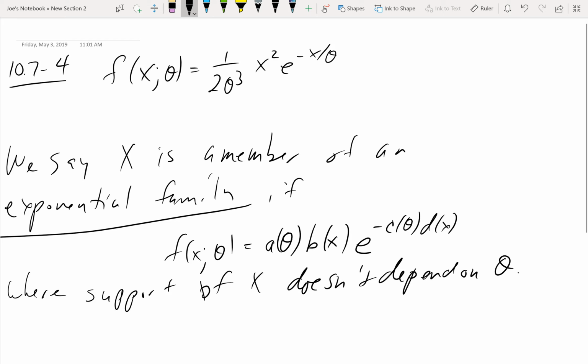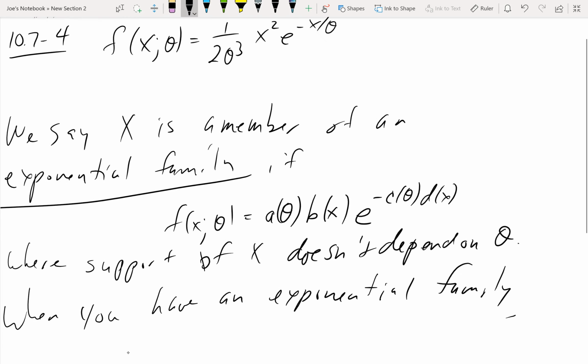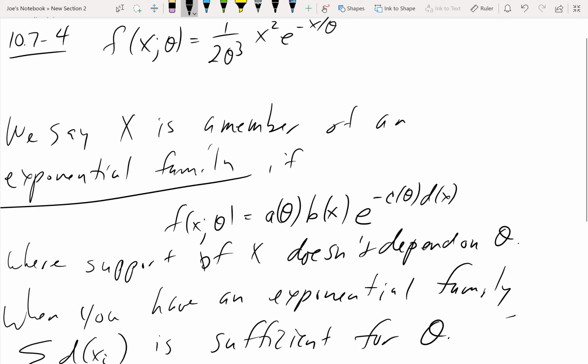So when you have an exponential family, the sum of the d of x functions is sufficient for theta. So this is why we like exponential families. Most of the PDFs that you come across will be exponential families. You may have to rewrite it as e to a log idea, but most of them end up being exponential families so that you can pick out the sufficient statistic quickly.